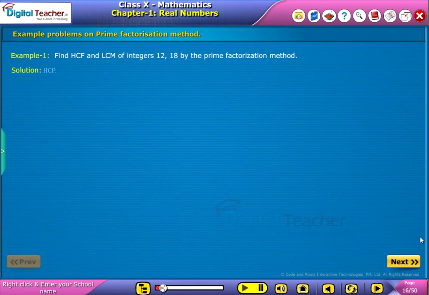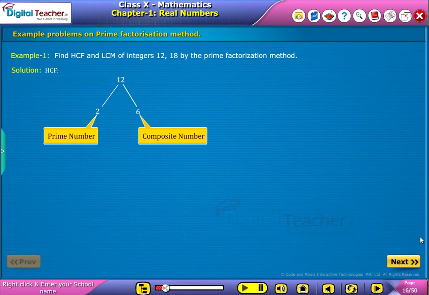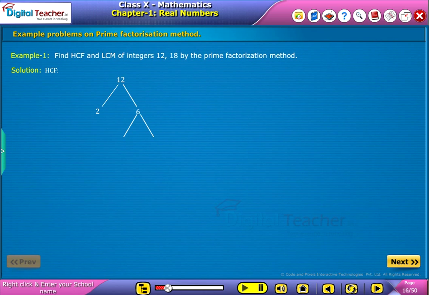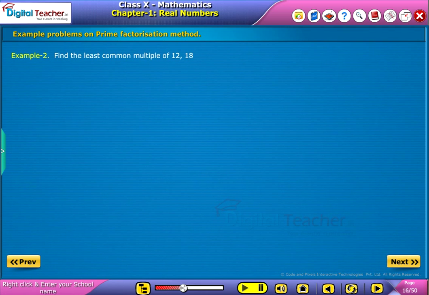Solution. Consider the positive integer 12. To find its HCF, express it as a product of 2 and 6. Here 2 is a prime number and 6 is a composite number. Now, the composite number 6 can further be expressed as the product of two prime numbers 2 and 3. In this way, the number 12 is expressed as a product of primes.